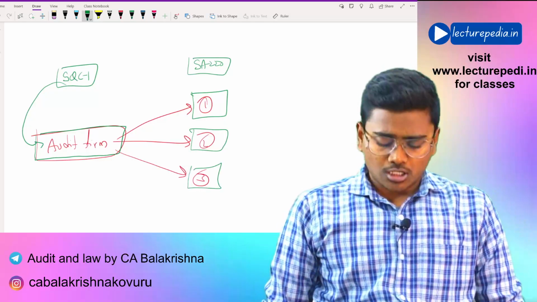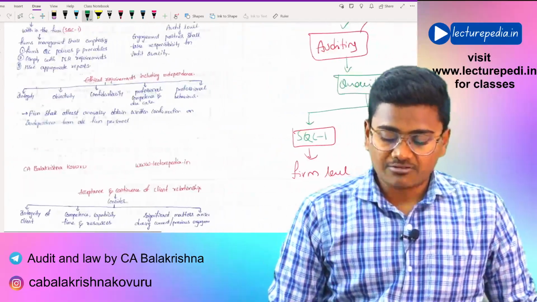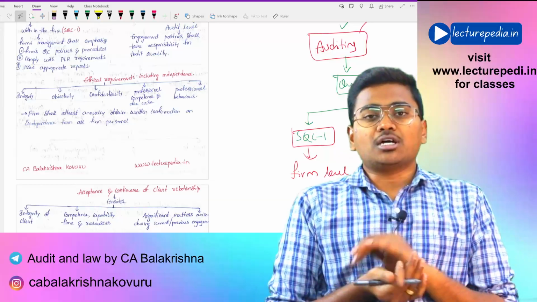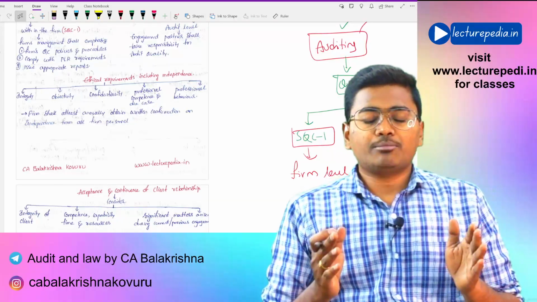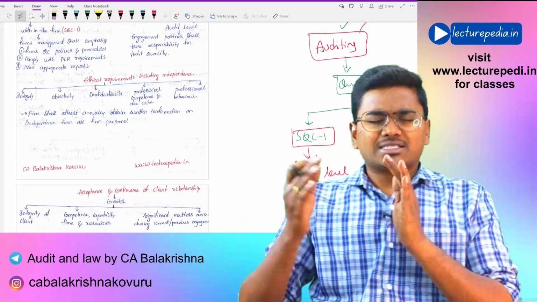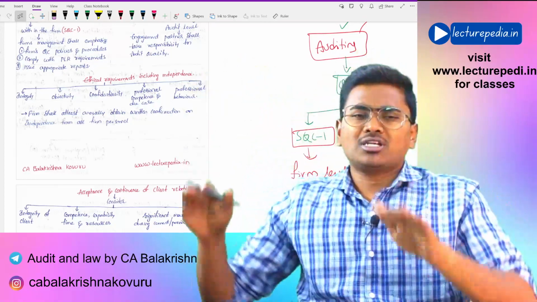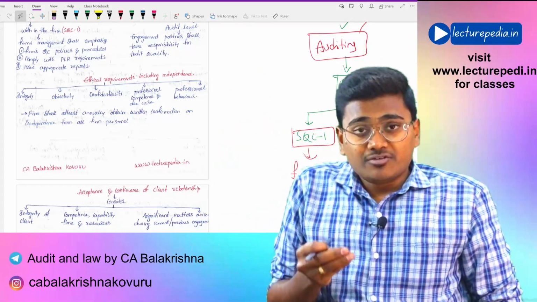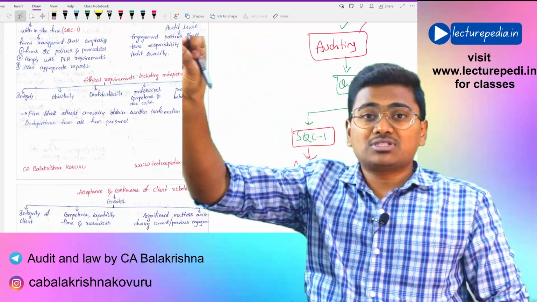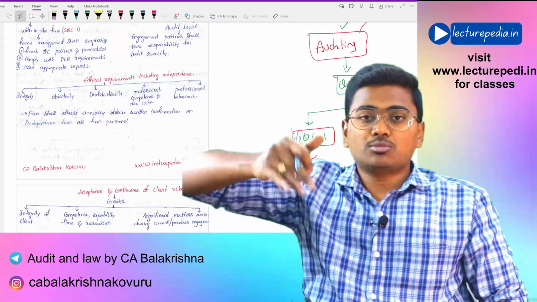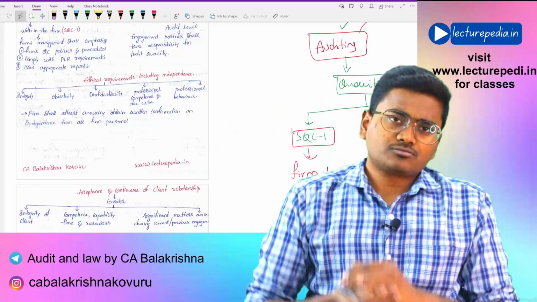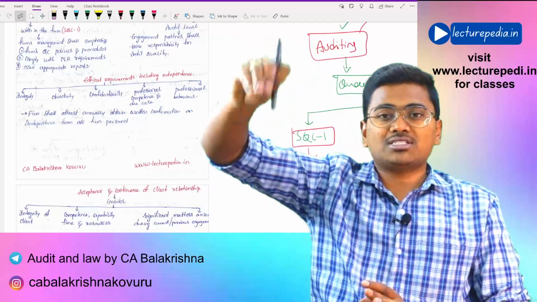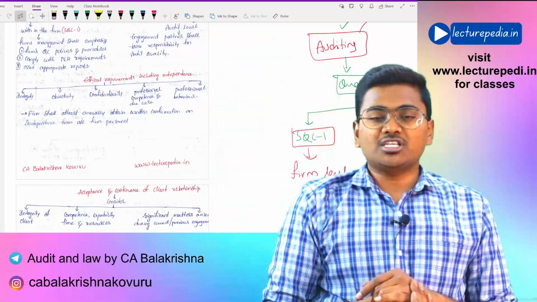Hope this is clear. Now in this standard, basically we will be having 6 elements of system of quality control. First of all, what is this system of quality control? Every audit firm should frame its own system of quality control. Basically, the system of quality control is a type of document that will be developed by the audit firm, in which there will be policies and procedures related to quality that have to be maintained in the audit firm. We will be calling that particular document the system of quality control, which will contain policies and procedures related to the quality of the audits.